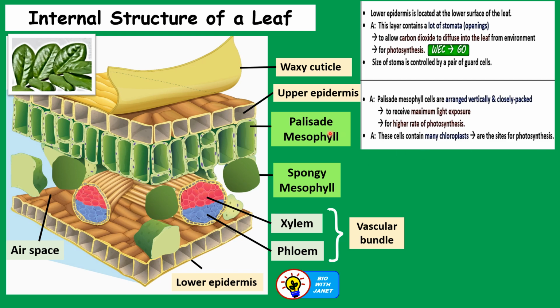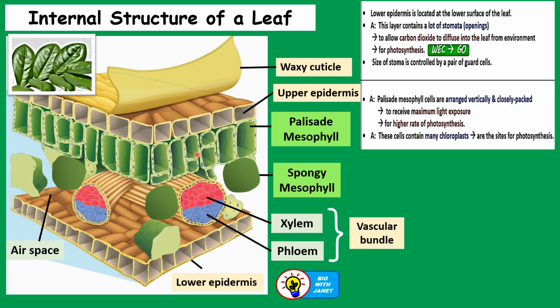Now, next we go on to the most important cell, which is the palisade mesophyll cell. There are many palisade mesophyll cells in this layer of the leaf, and they are vertically arranged and closely packed. This arrangement is an adaptation, so that more cells are packed into this surface to receive the maximum amount of light exposure from the top for a higher rate of photosynthesis to produce more organic food substances. The arrangement is something like match boxes placed together, packed closely.